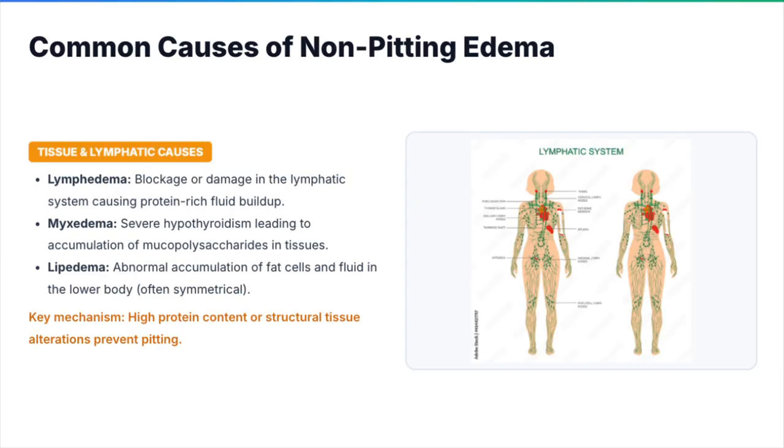Non-pitting edema is often linked to tissue and lymphatic factors. Examples include lymphedema, myxedema, and lipedema. The key mechanism preventing pitting here is the high protein content or structural alterations within the tissue.